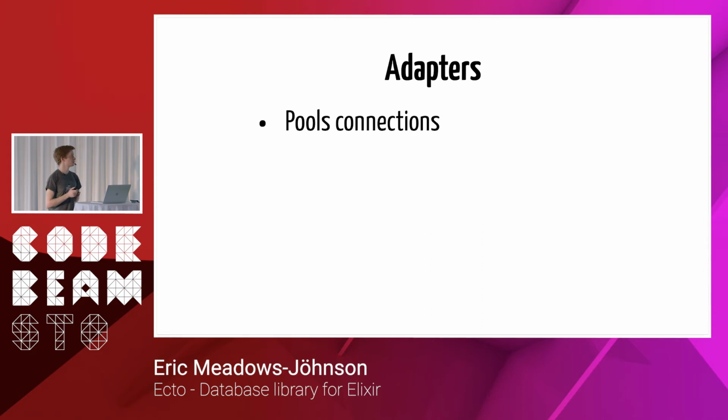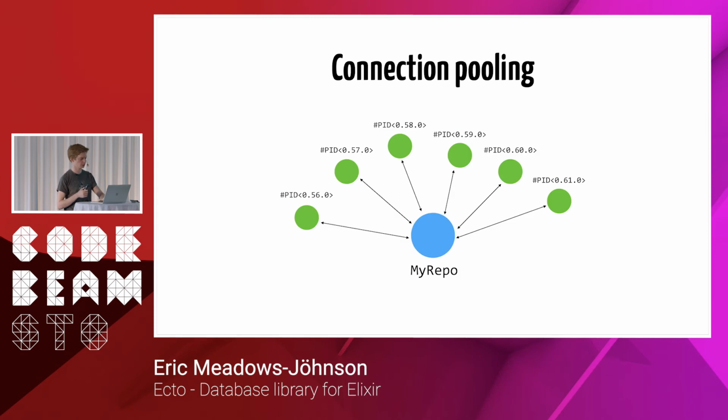So the repository builds upon adapters. We have adapters for the different databases like Postgres and MySQL. And adapters pool database connections, so the whole connections to the database live inside of what's called a pool. That means that users of the repo can transactionally check in and check out connections, so we make sure that only one process can take the connection at a time, and it also means that we are isolated from failures, which we will look at next. So this is kind of what the pool looks like.